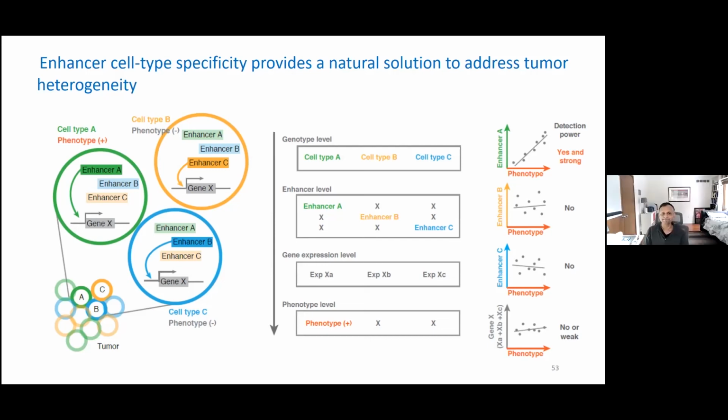Yep. So basically, why we believe enhancers could be useful is that we believe enhancers are a good way to address tumor heterogeneity. You can imagine that what we got is a bulk sample.